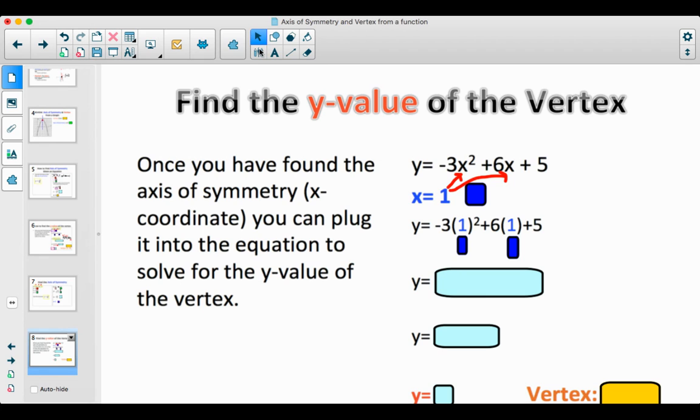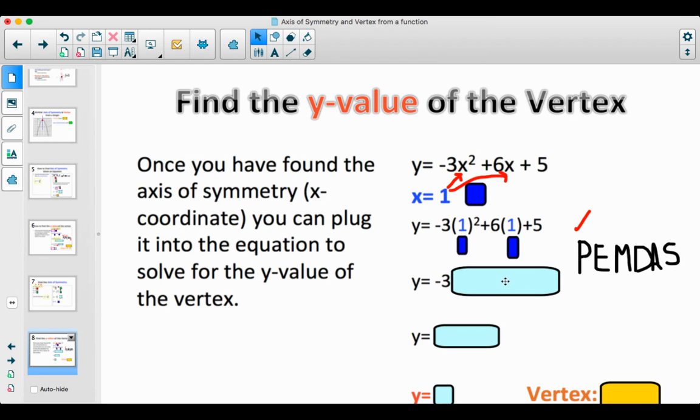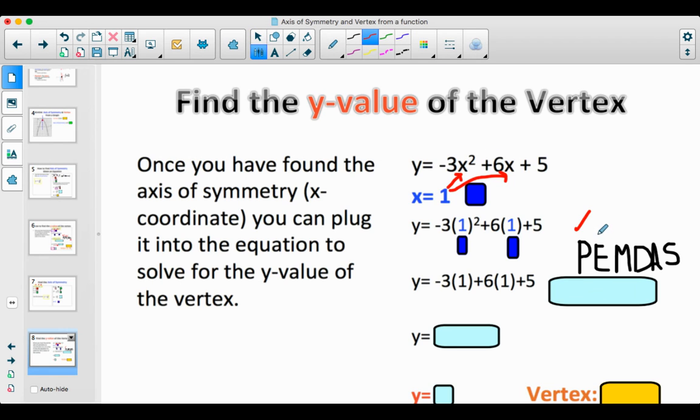Now, again, thinking of PEMDAS, I'll write it on the side here as a reminder. PEMDAS. So parentheses, we don't have any operations inside of parentheses, so we can just check that. Exponent, we do have an exponent. We have 1 squared, so we need to do that first. So bring down my -3. 1 squared is 1, and bring down the rest. Plus 6 times 1 plus 5. Right, so we did the exponent.